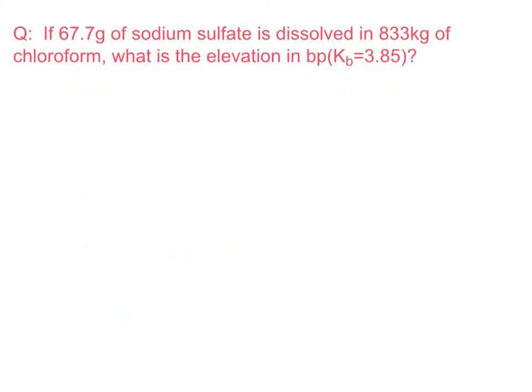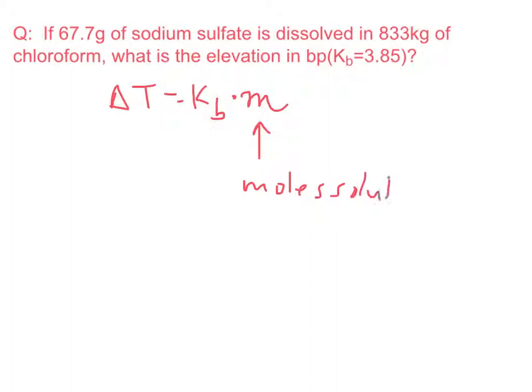So here's our next question. It says if 67.7 grams of sodium sulfate is dissolved in 833 kilograms of chloroform, what is the elevation in boiling point? And it tells us that the Kb of chloroform is 3.85. So remember that our boiling point elevation equation is delta T equals Kb times the molality. And the molality, like before, is the moles of solute divided by kilograms of solvent.